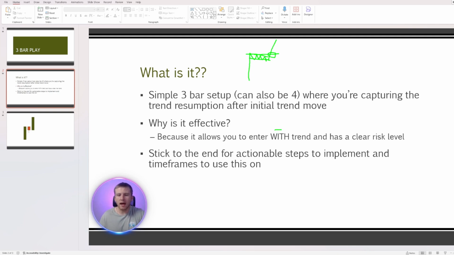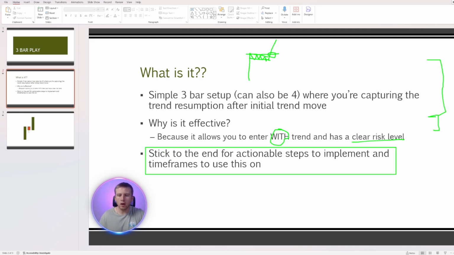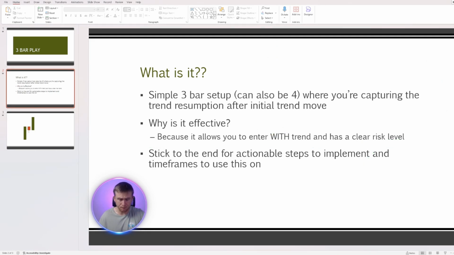Now, why is it effective? Because it allows you to enter with the trend and has a clear risk level. So your risk is small when you're trading this, and your reward can be great because you are catching something that is a trending name that has trending momentum potential. Again, stick to the end. I'm going to be covering some steps that you can implement to make sure you're using this when the market is trending and when the stock is trending, as well as key time frames to use it on, which I feel is the most important part.